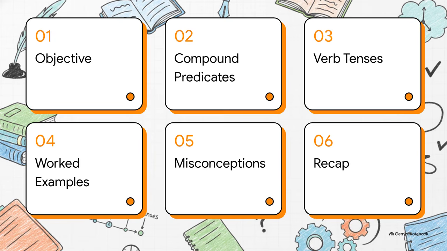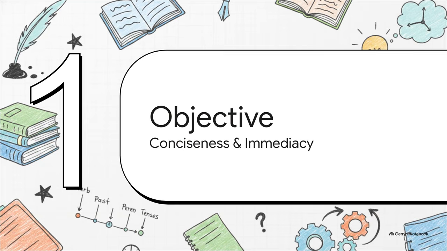We'll hit our objectives, break down compound predicates and verb tenses, look at some real worked examples, clear up a common misconception, do a quick knowledge check, and then wrap it all up. So here is our main objective for today: mastering conciseness and immediacy. We're equipping you with two highly transferable skills to instantly elevate your writing.